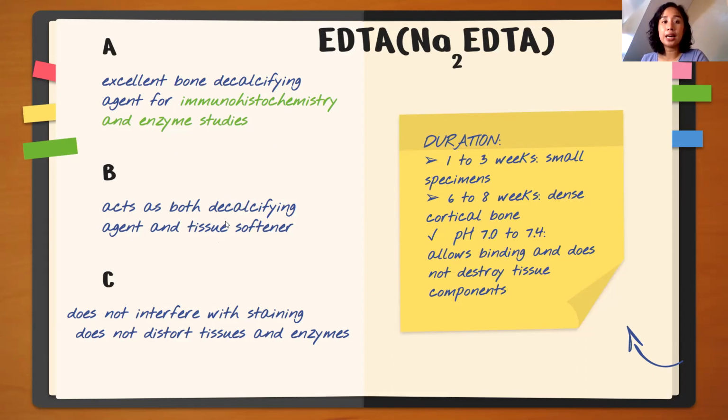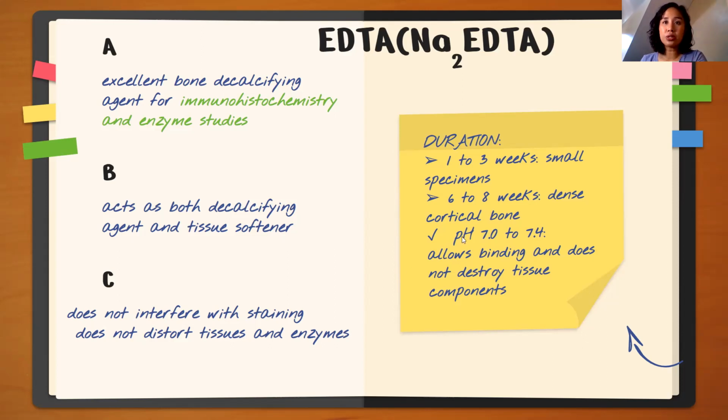perenyi's fluid. However, lagyan nyo rin ng parenthesis tong tissue softener kasi di ko alam kung anong source nito. Pero dalawa rin yung source na nabasa ko na tissue softener din siya. Pero dun sa tissue softener ko, hindi naman kasama tong EDTA. So yan, next is does not interfere with staining and does not distort tissues and enzymes. So yun talaga yung isa sa mga advantage.